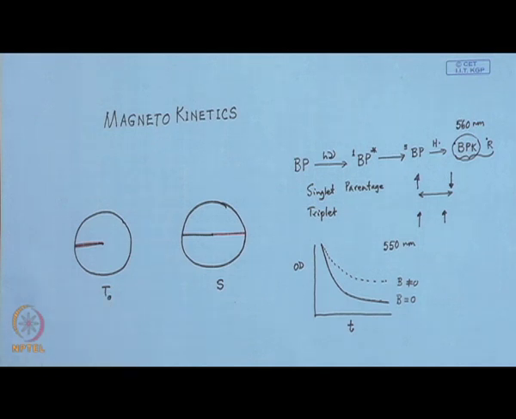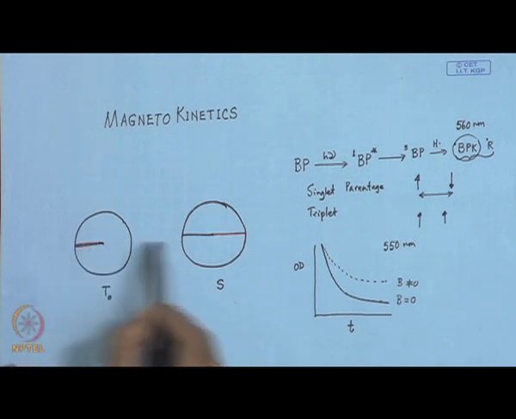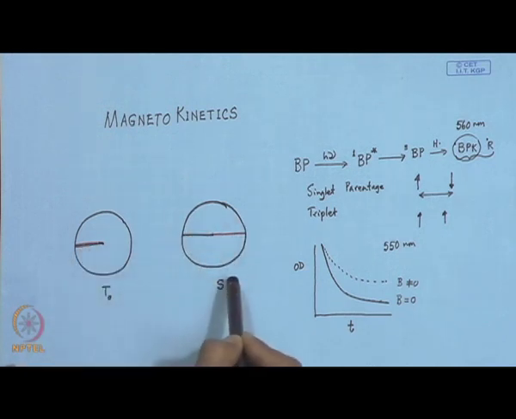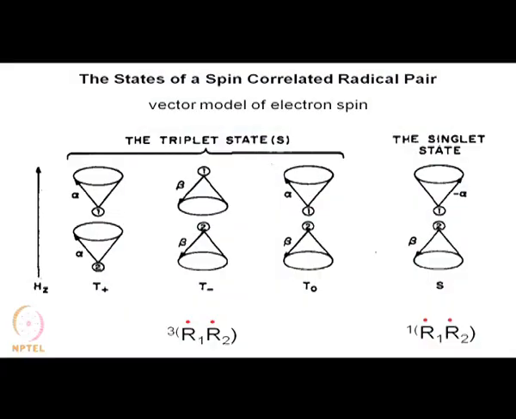or vice versa, such that if black is moving faster than red, then you may get a picture of this, and that is called a singlet. So in this way, if you can change the relative precessional frequency, then you can shift from T0 to S or S to T0. So that is one way of transforming the system from T0 to S.